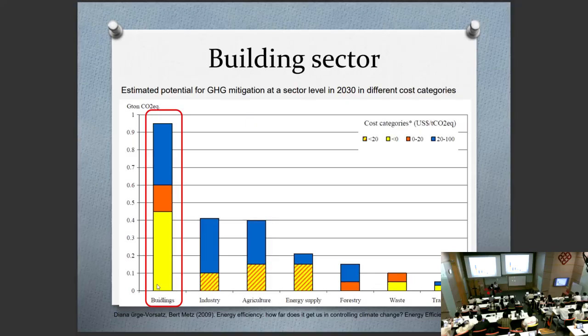In the building sector, it's not too difficult. You can also reduce this amount of carbon dioxide with a charge of 0 to 20 US dollars per ton of carbon dioxide equivalent, and then this one will be more expensive. You need to spend more money to reduce this amount of carbon dioxide. You can see that in the building sector, the chance is higher. It is easier to reduce the carbon dioxide emissions in an economic way.